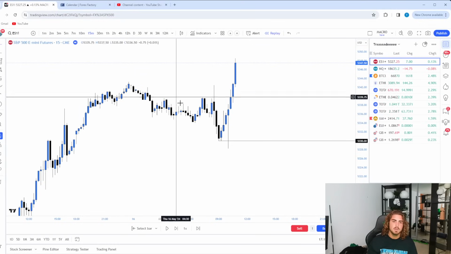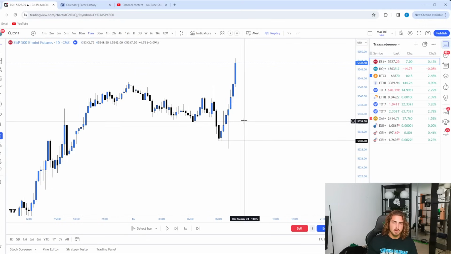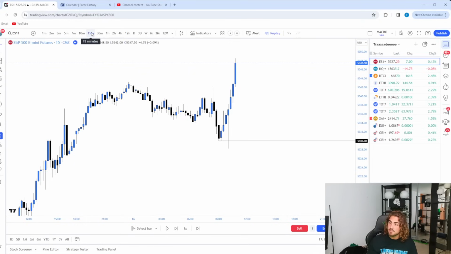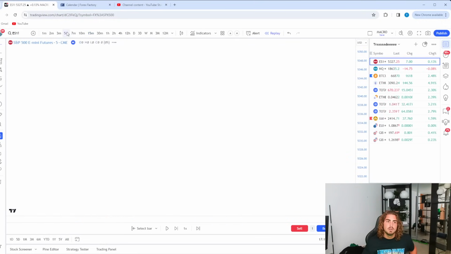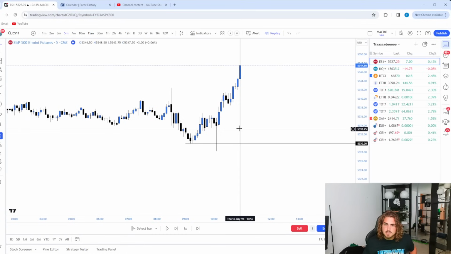We see sweep, and we see confluences on lower time frames, and we see the sweep on the 15-minute time frame. So because we see the sweep on the 15-minute time frame, we know that the move is going to be smaller than if it was a 4-hour sweep or an hourly sweep. So in turn, we use lower time frames.